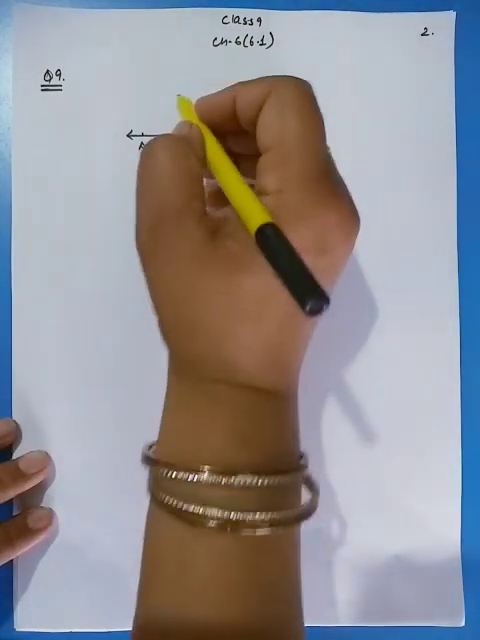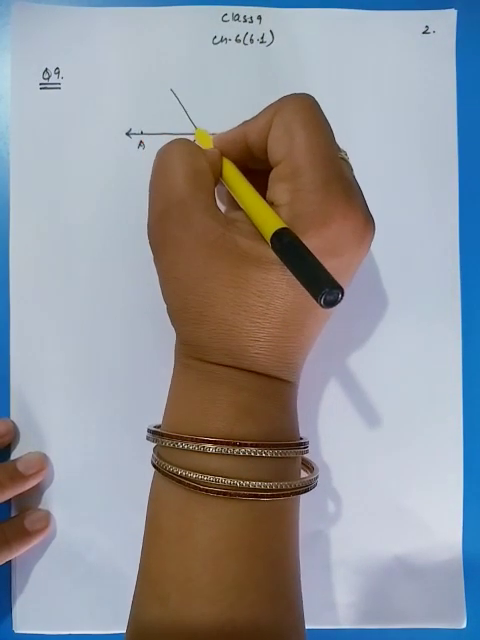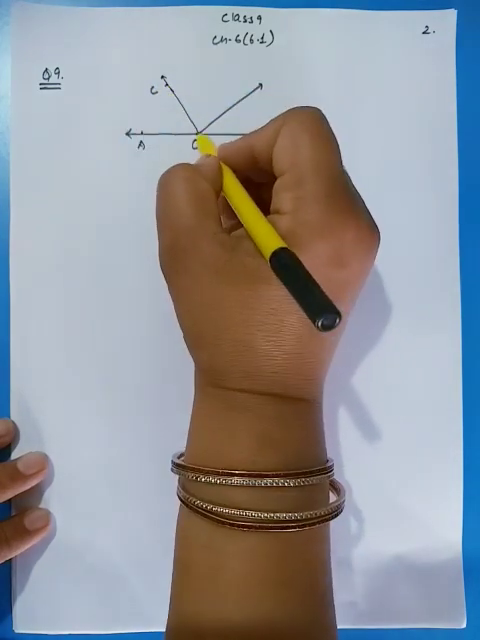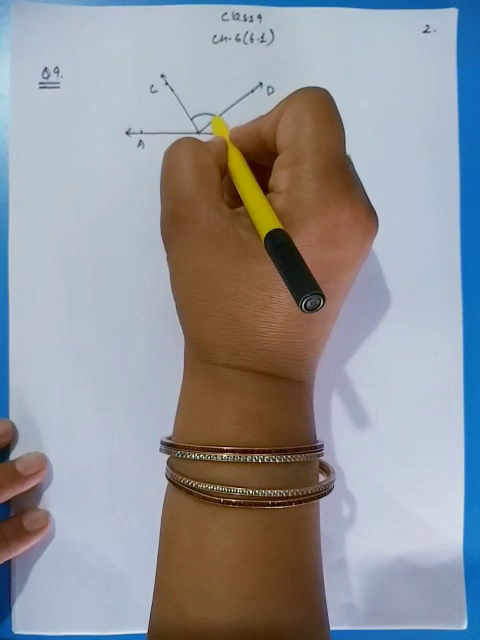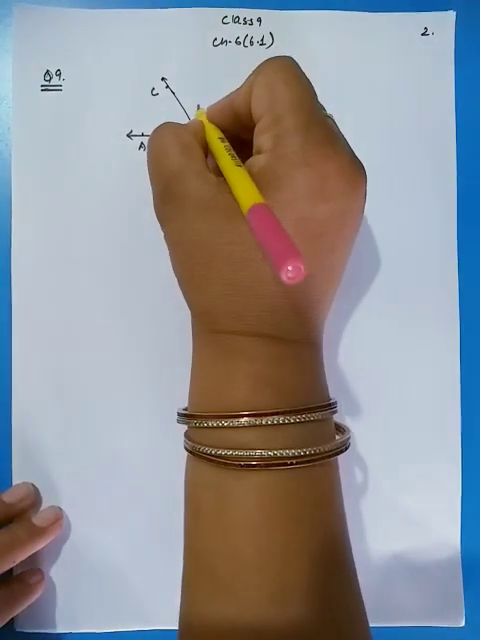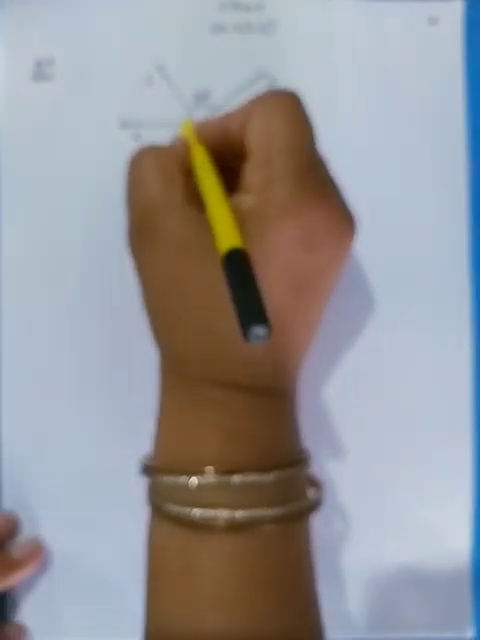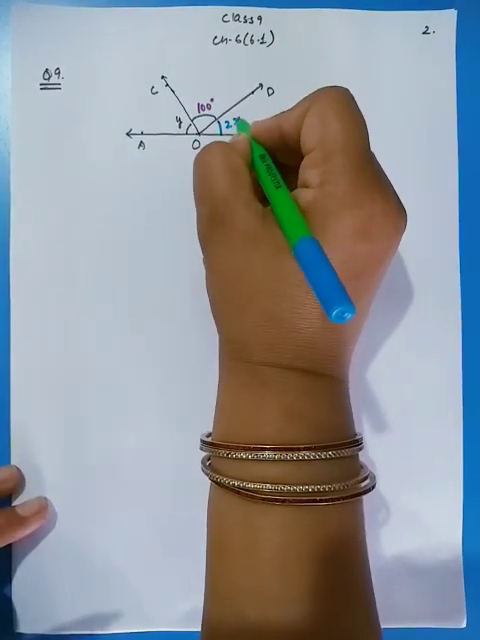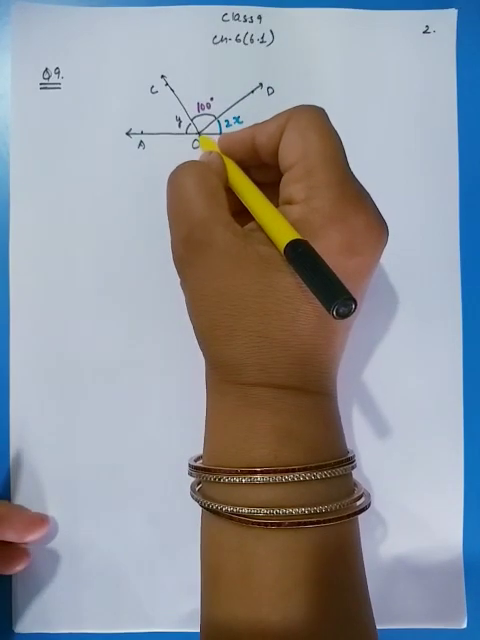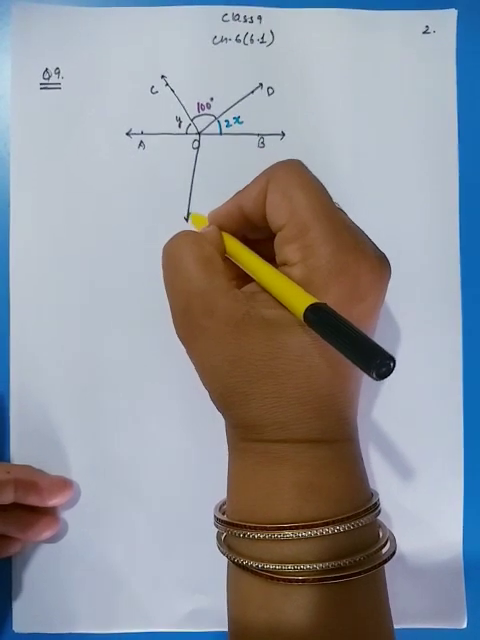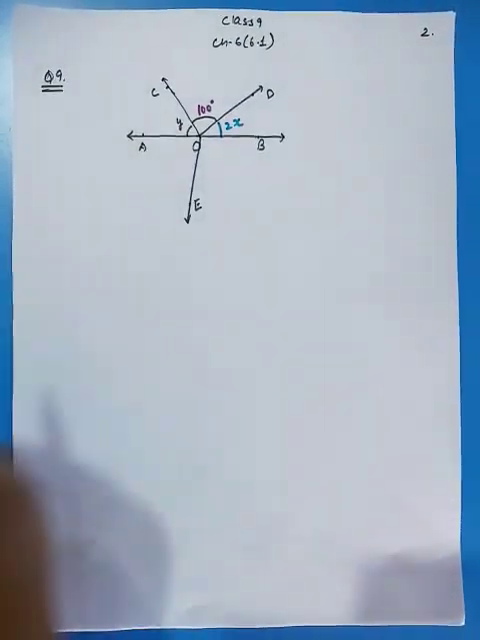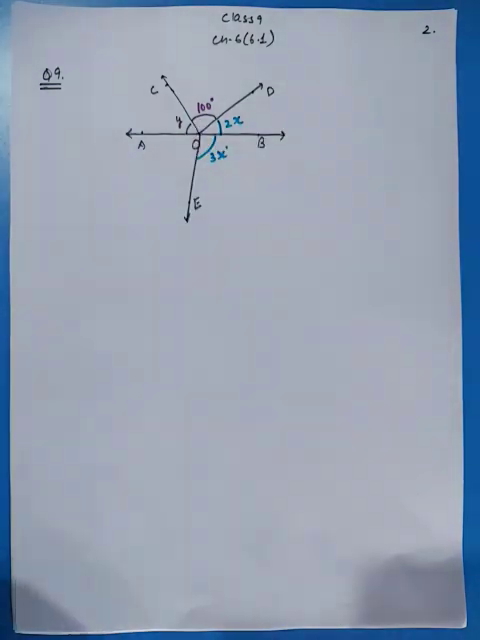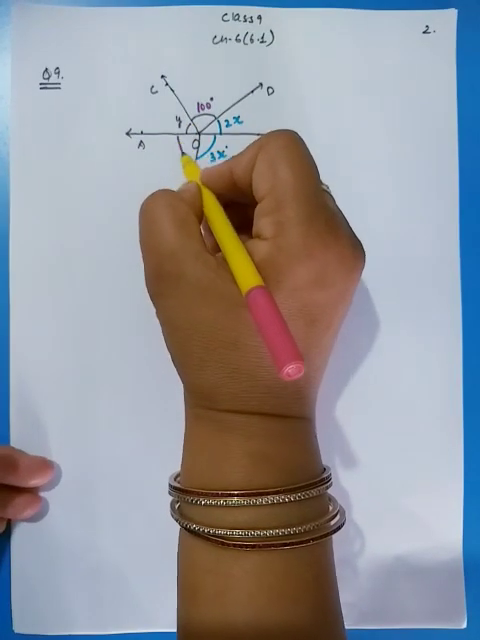Now question number 9, the figure is given. AOB is a straight line, and in this figure angle COD is 100 degrees, and this is y, this is 2x, and again one more ray is there, OE, and here this one angle is 3x and this angle is z.